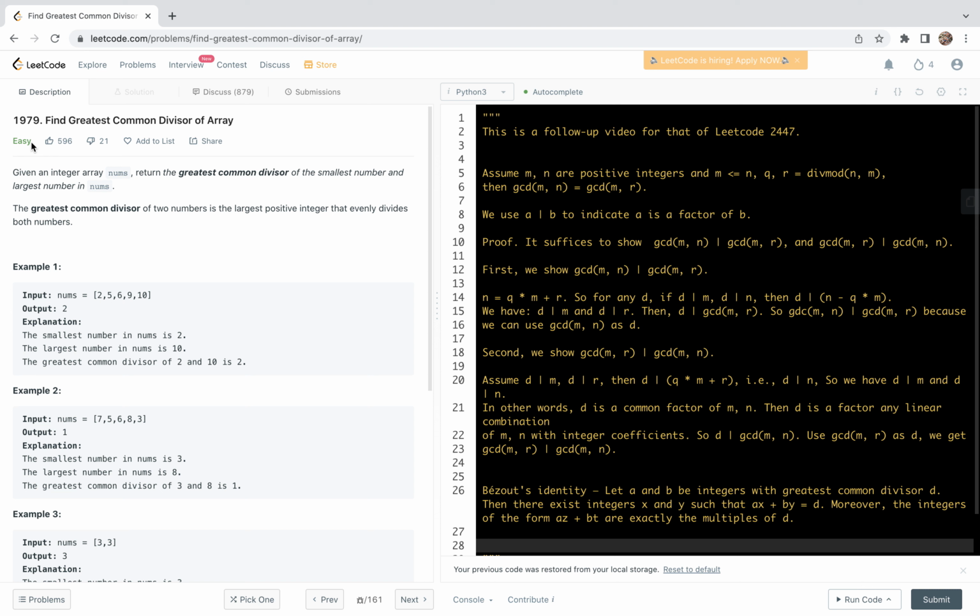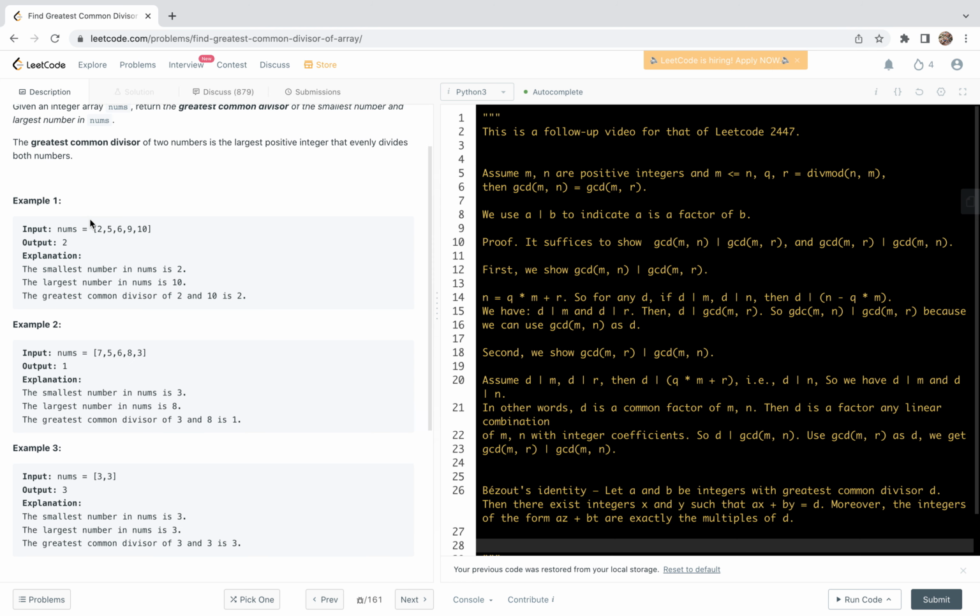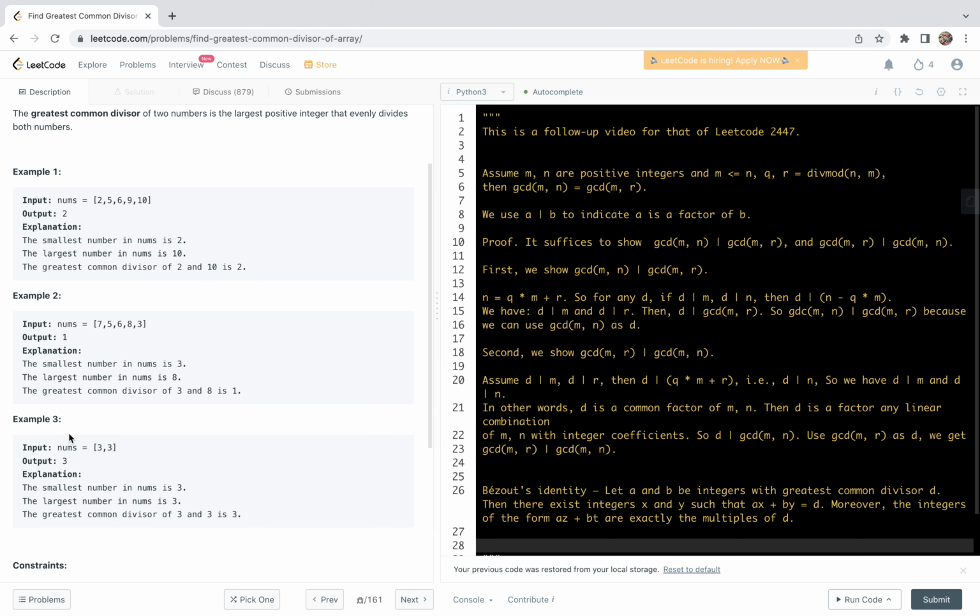So now, after visiting that problem, let's look at this one. This problem actually is an easy problem. Here, let's look at the statement. Given an integer array called nums, return the GCD of the smallest number and largest number in nums. This is the definition of GCD, which is actually an elementary concept in arithmetics.